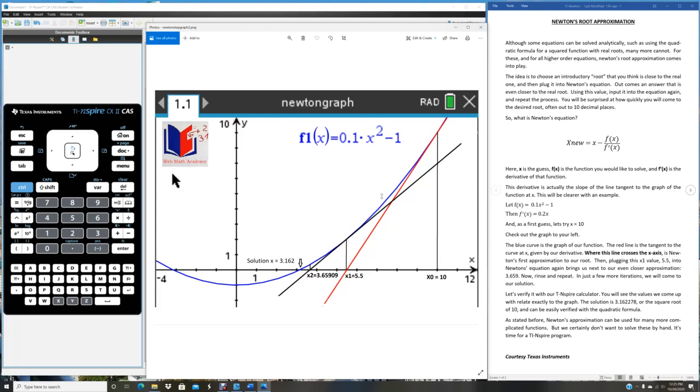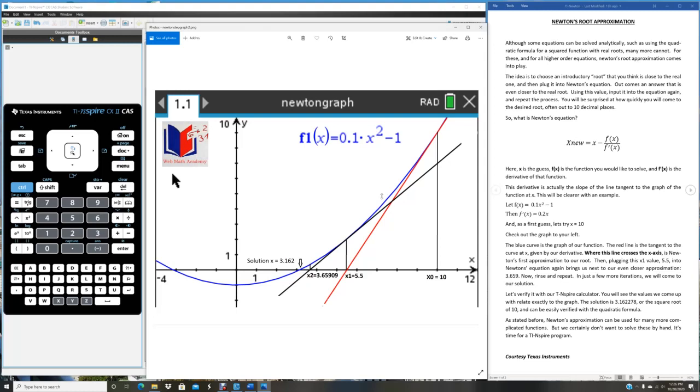So what is this Newton's equation? Well, it's quite simple. Right here, x new equals x minus the function divided by the derivative of the function. Here, x is the guess that we come up with. F of x is the function that we would like to solve, and f prime of x is the derivative of that function. This derivative is actually the slope of the line tangent to the graph of the function at x. This will be clearer with an example.